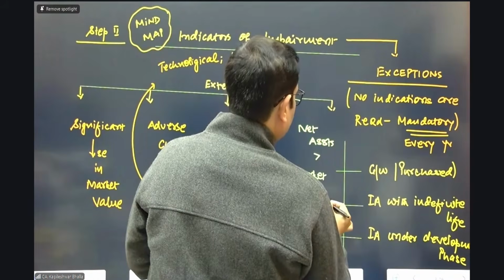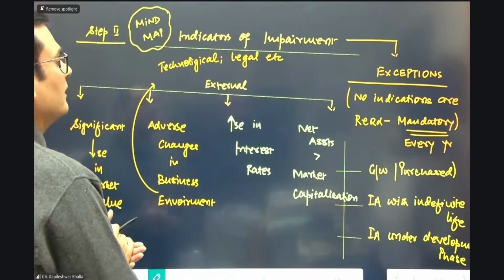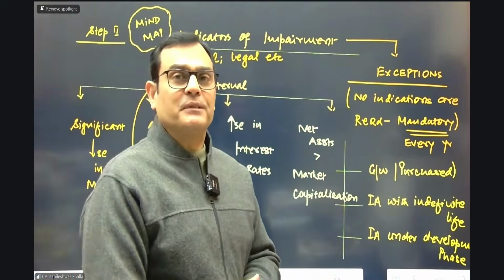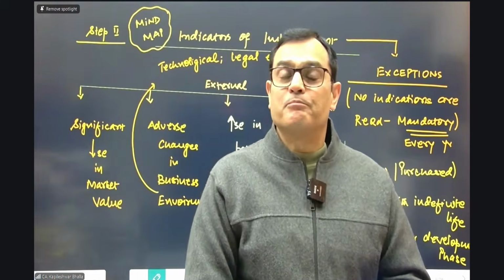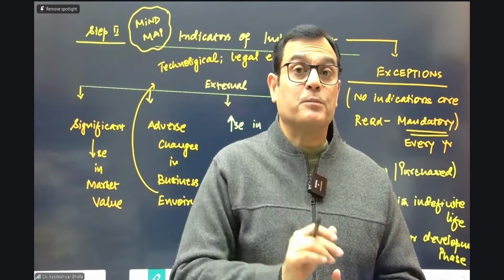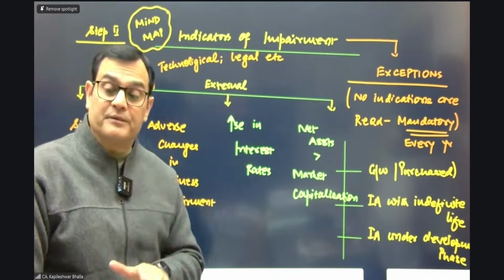The net assets of the company are greater as compared to the market capitalization of the company. The balance sheet shows the net assets of the company is much larger as compared to the market capitalization, number of shares into the market price per share, and that would also be indicative that there can be impairment.